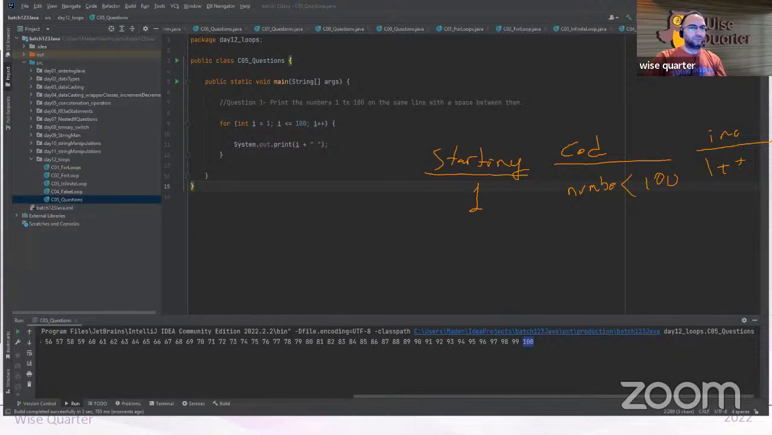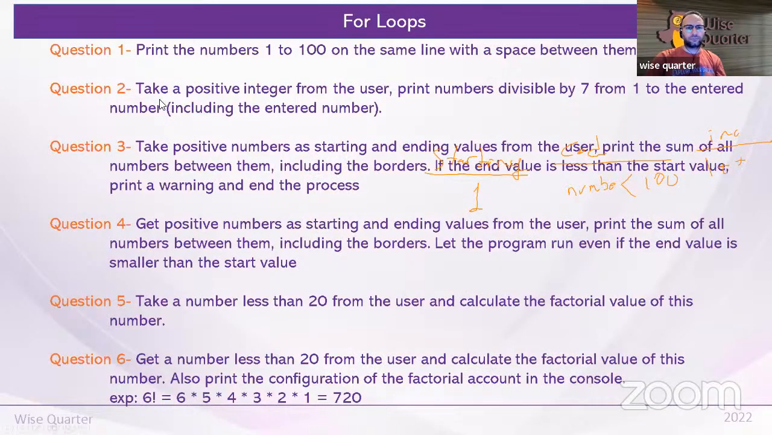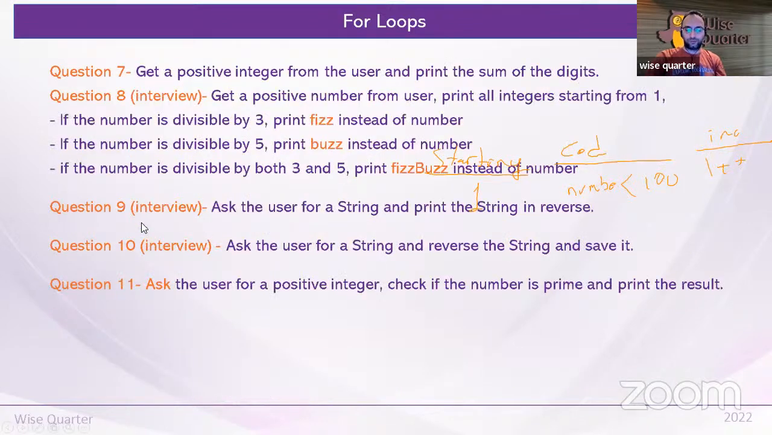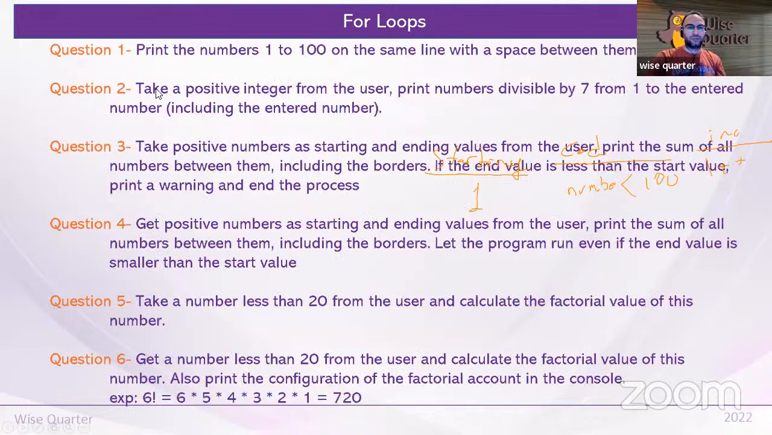Let's continue. Take a positive integer from user and print the numbers divisible by 7 from 1 to the entered number. Okay, we have solved a similar one, but we have a lot of time, so let's try to solve this one. I think we will have time to solve all of them, but the questions are getting harder. Oh, we have a lot of questions. We won't be able to solve all of them, but we can try.